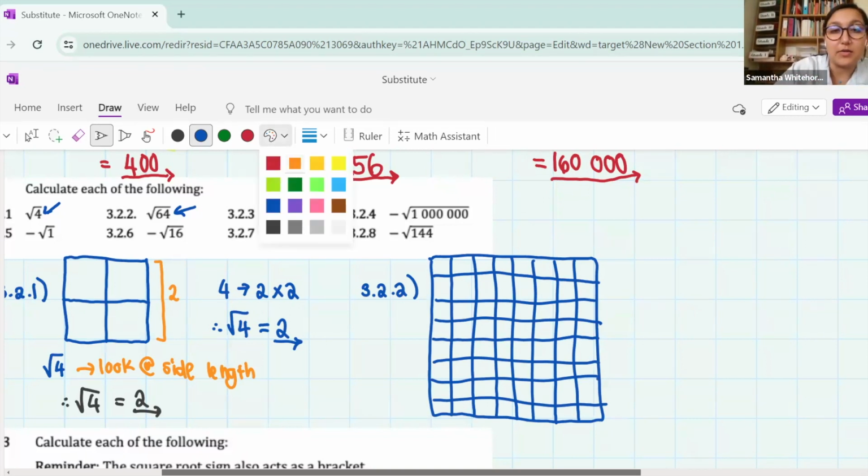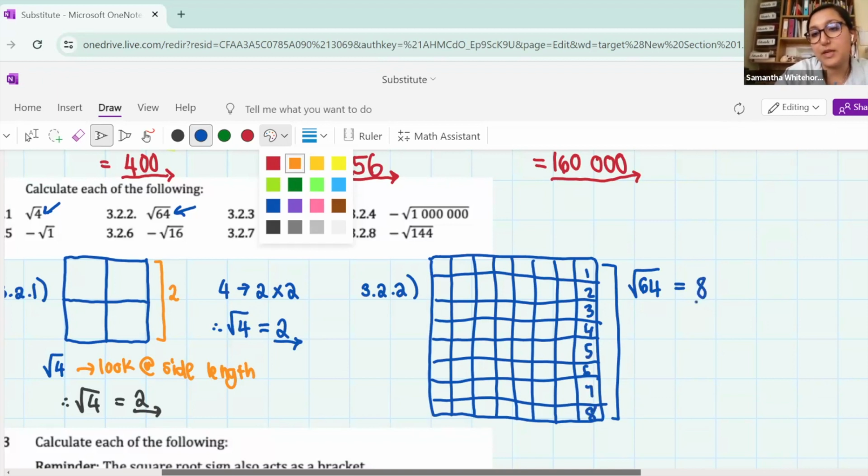So what we now want to have a look at is the side length again. My side length, the square root of 64 is equal to the side length, 1, 2, 3, 4, 5, 6, 7, 8 blocks. So that is 8. Alternatively, the 2 identical values that I times together to get 64 is 8. 8 times 8 is 64. And so the square root of 64 is 8.